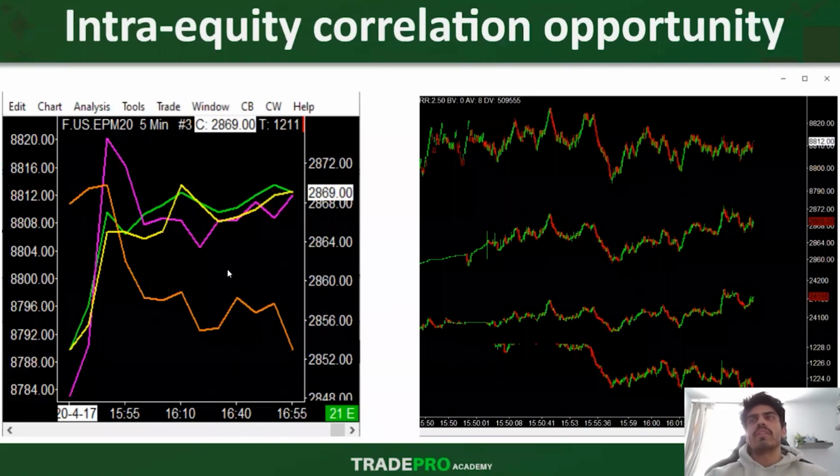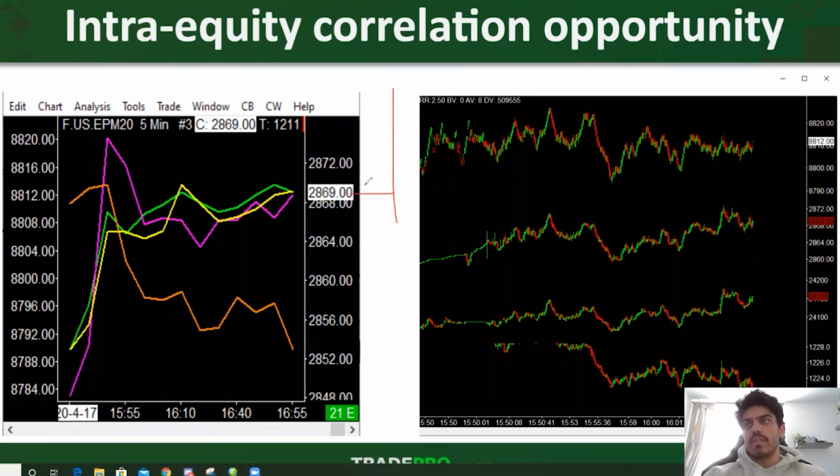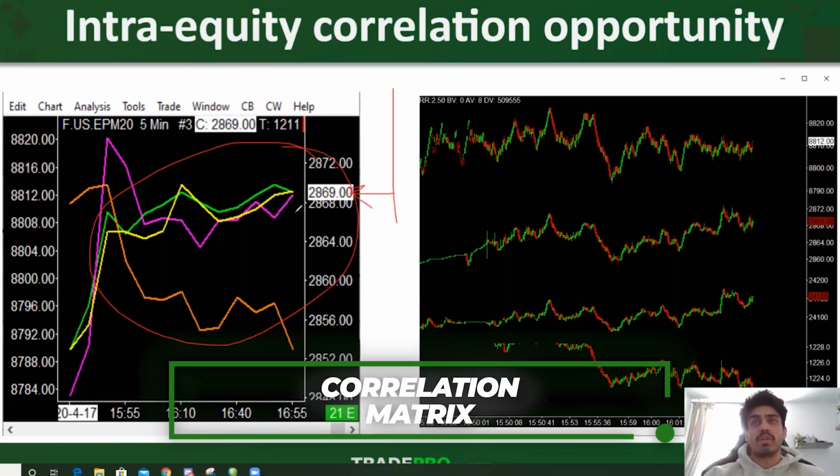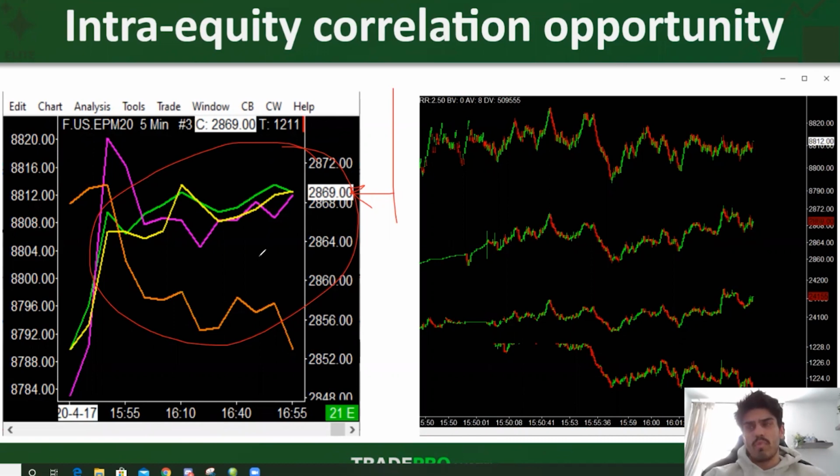So here it is, everyone. We got the intra-equity correlation opportunity. This is what I was talking about. We have two different ways of identifying these. So we split it here down the middle for you. They're both on CR charts, but here on the left-hand side, we've got the correlation matrix that we showed you just based on pure lines. These are a line chart, and what they do is just show you the general momentum rather than levels.